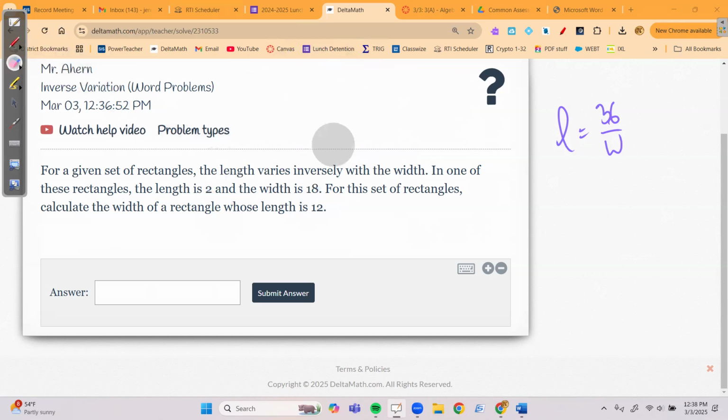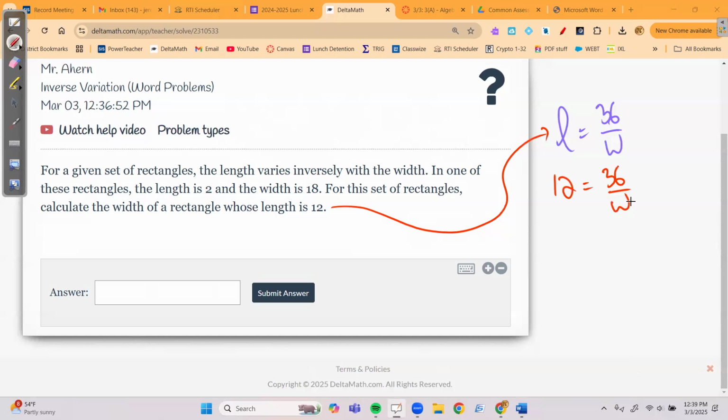We have our equation built, and we're going to put L in as 12. So the 12 goes right there, and it says 12 equals 36 divided by W. Does that look correct? Nice. And then how would we solve it from here? You divide 36 by 12.